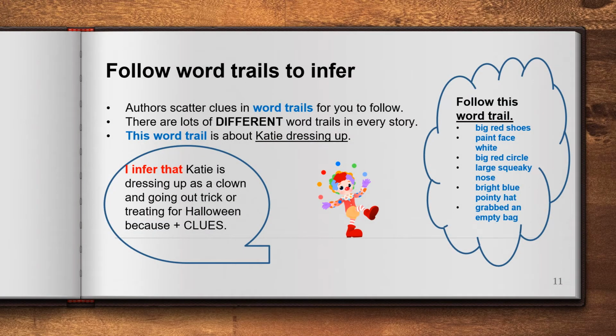So these clues that are scattered, I've got a word for them. I call them word trails, and I think they're really useful to follow. And there are different word trails in every story. And so this word trail that we've been following is actually about Katie dressing up. And I infer that Katie is dressing up as a clown and going out trick-or-treating for Halloween because, and then I can give all the clues that came from the text about dressing up as a clown.